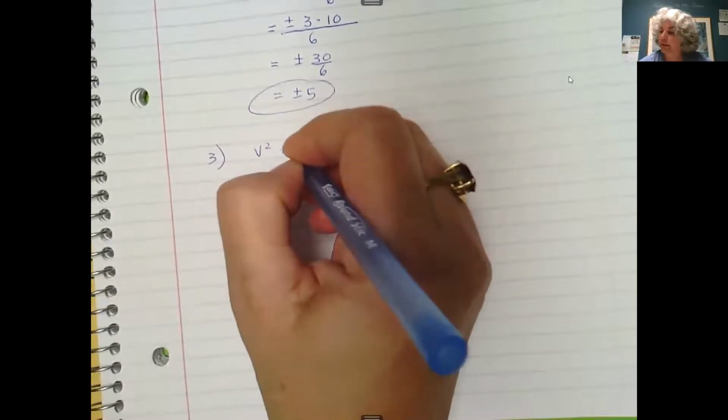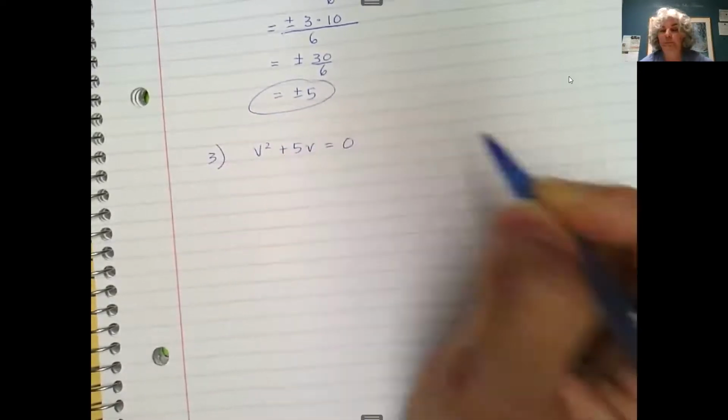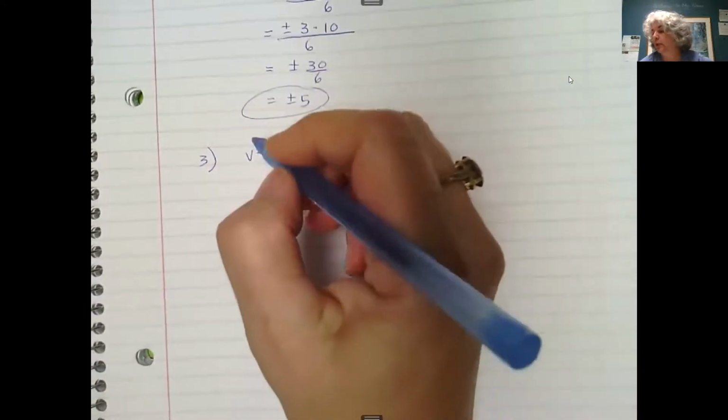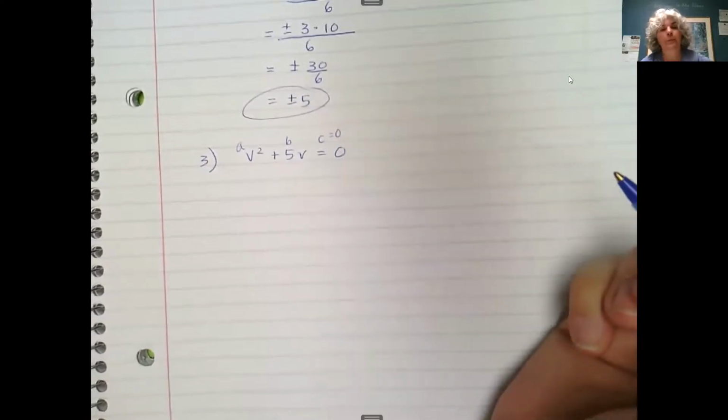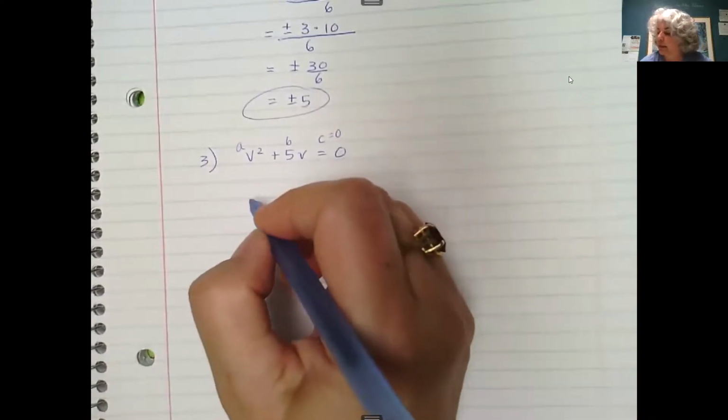v squared plus 5v equals 0. So in this equation, our a is 1, our b is 5, and this time c is 0. Let's see what happens when that's the case.